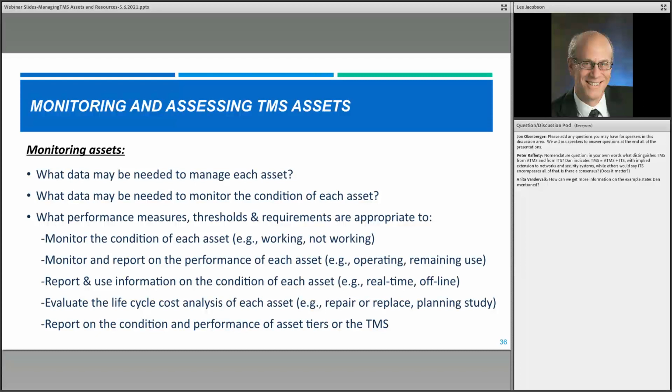Then when you monitor it, we've talked about what data you are going to collect, but it's really important to think about what data is needed to manage that asset overall. So we talked a little bit about the indicators that might be there that you need to take action on. So overall, it's not only when you take action on these assets, but anything that you need to do to manage that asset. Also, what data may be needed to monitor the condition of each asset. So you might have a threshold for when it needs action, but you probably want to see how that particular metric is moving over time, even if it doesn't go beyond a threshold. And then to think about all of these measures and thresholds and requirements that are appropriate to all your different assets and the use of those assets.